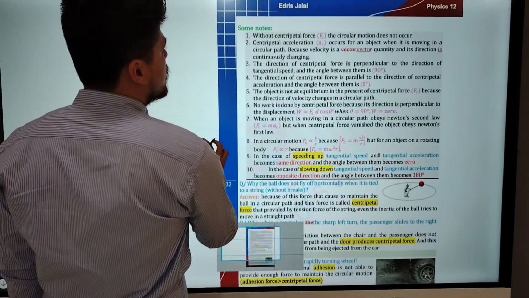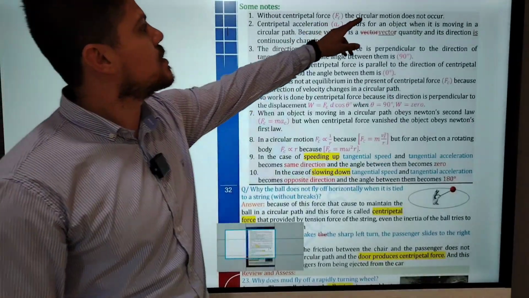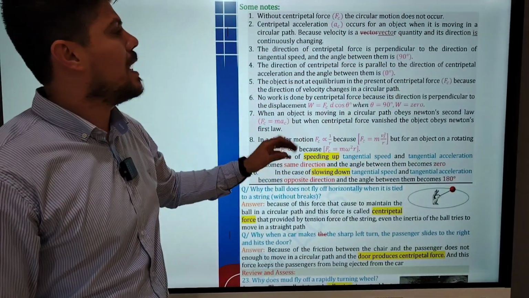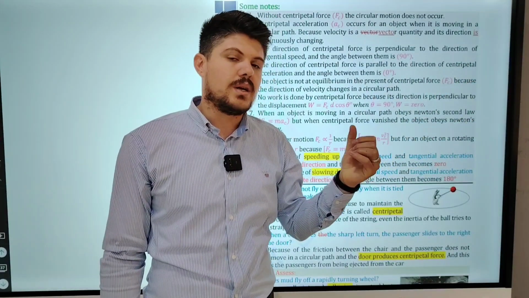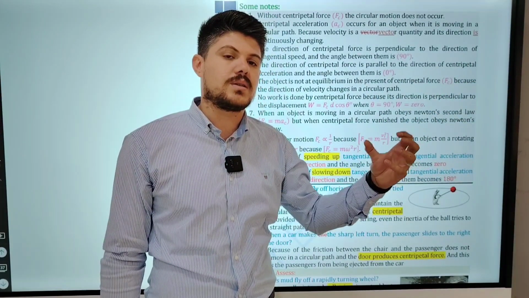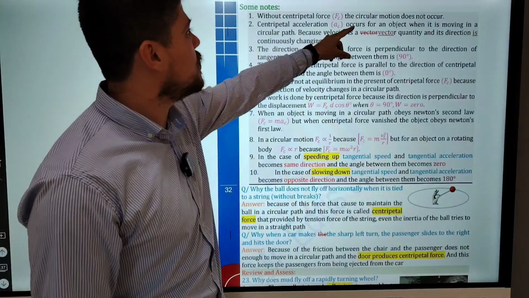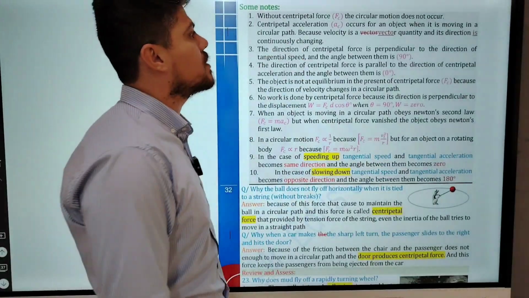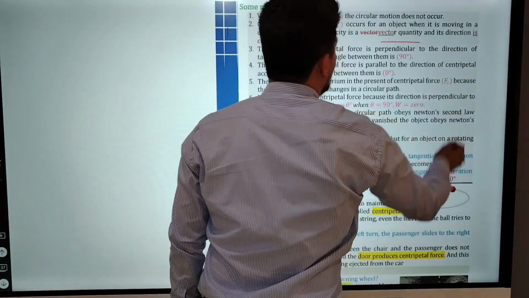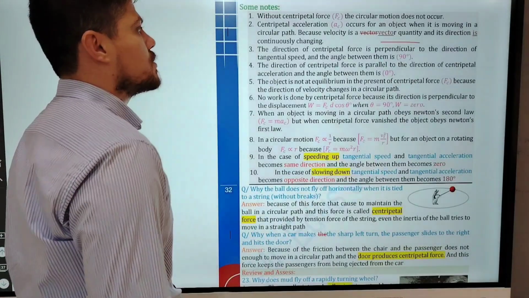So we have some notes about the centripetal force. Without centripetal force, circular motion does not occur. The centripetal force causes the centripetal acceleration that acts on an object in the direction of the center of the circular path. Centripetal acceleration occurs for an object moving in a circular path because velocity is a vector quantity. Its direction is continuously changing, and that is why centripetal acceleration is produced.